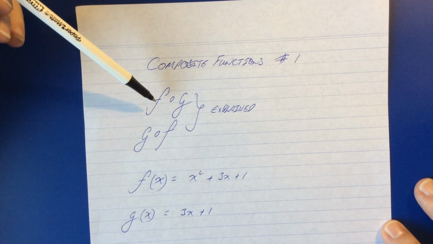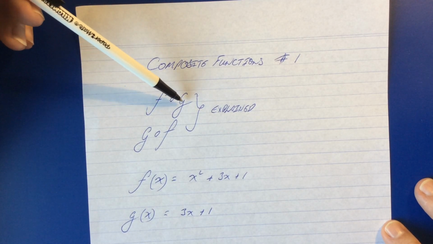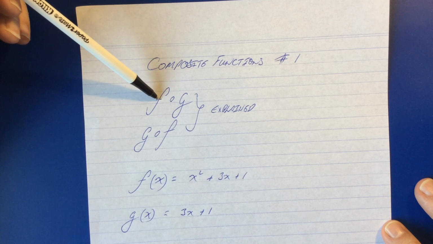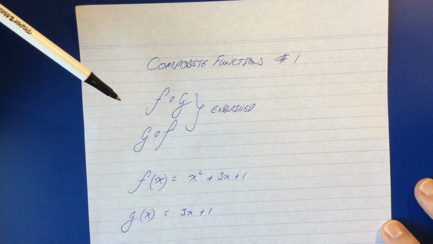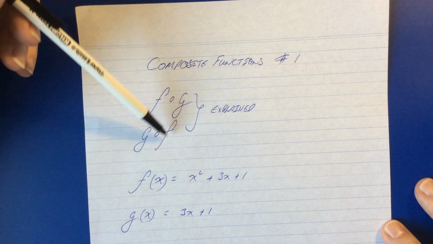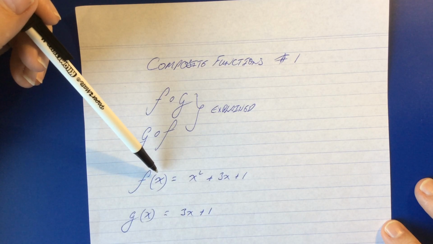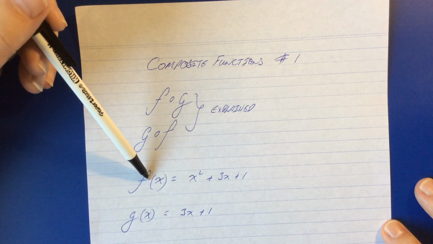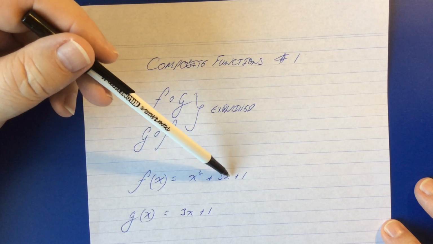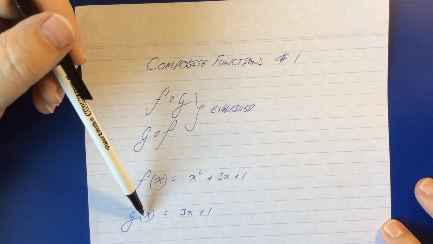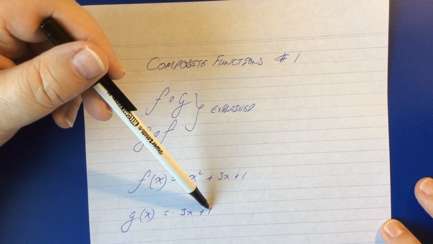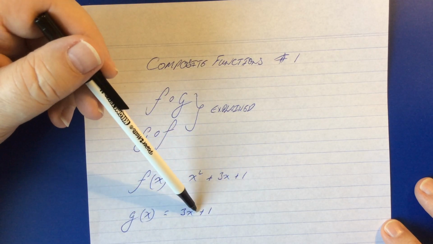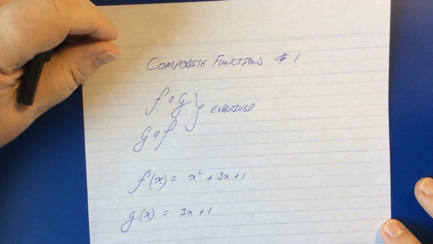So let's start with what these actually say. This is said as f of g and g of f. And what a composite function is, it's one function inside another. So here we have the function f of x, which is x squared plus 3x plus 1. And here we have the function g of x, which is 3x plus 1. It doesn't matter that this is a quadratic and this is linear, it matters not one jot.